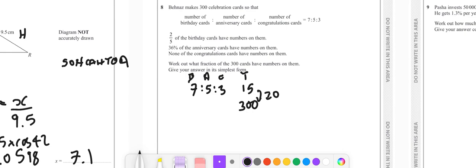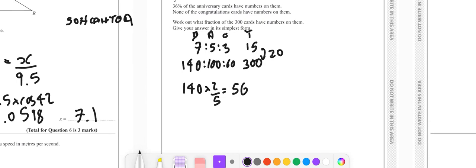So there's no anniversary. The anniversary card. So this one's 140 of these, 100 of these, and 60 of these. Congratulation cards don't have any numbers on, so 2/5 of the birthday cards, so 140 times 2 over 5 is 28 times 2, which is 56. So that's the birthday.